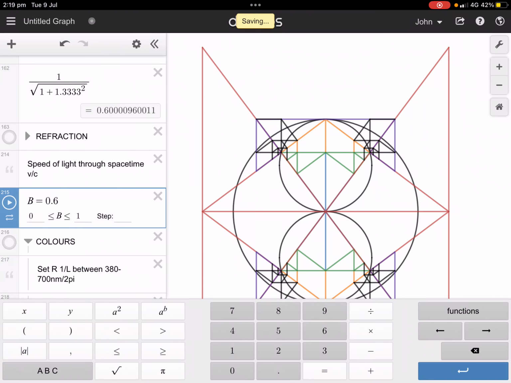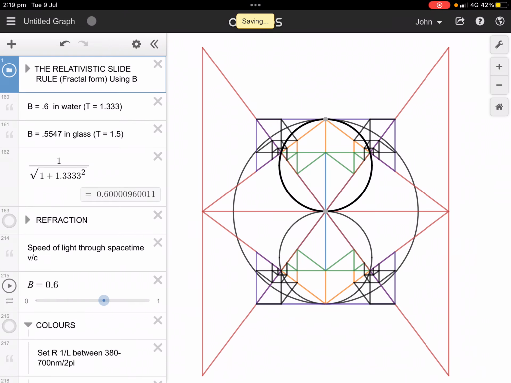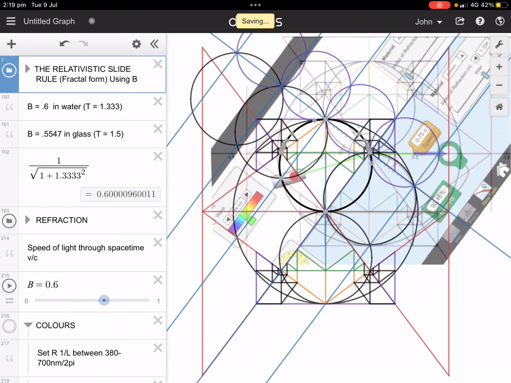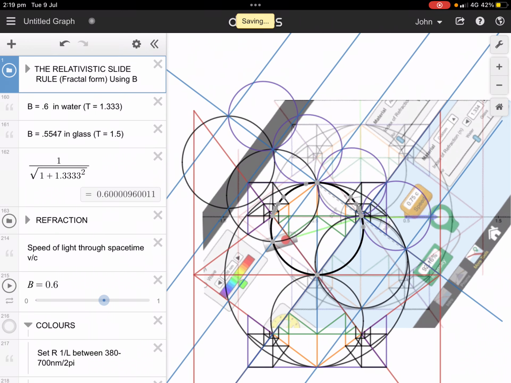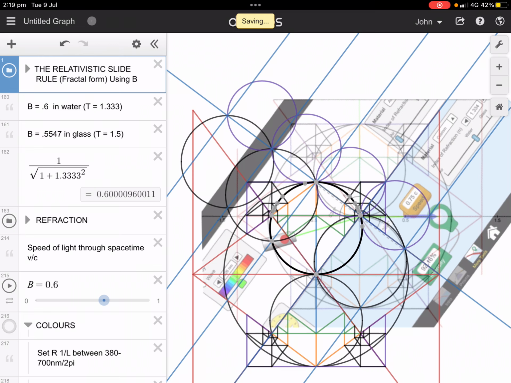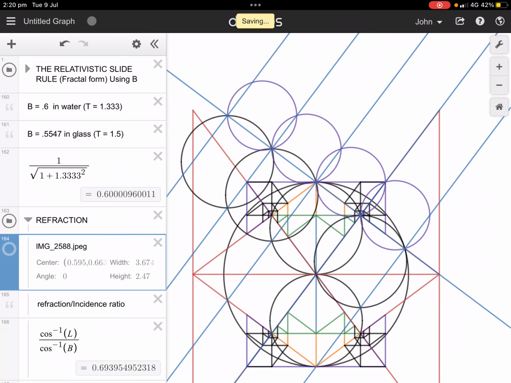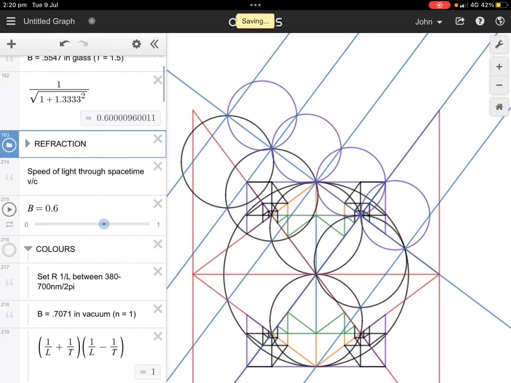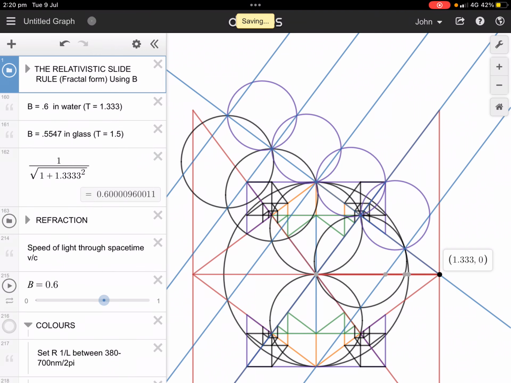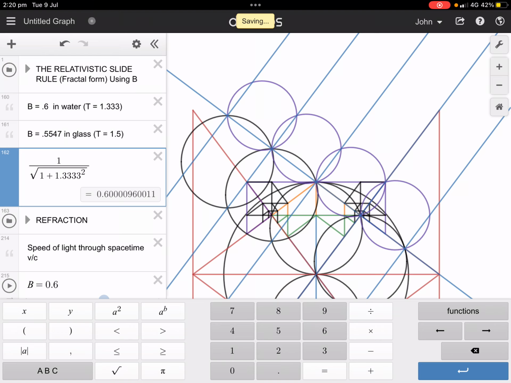Now, if this photon here was going into water, it'll look like that, which is a bit of a mess, so I better get rid of that. And by the way, that's the refractive index of water, 1.33 recurring. That's how I get my B value there.